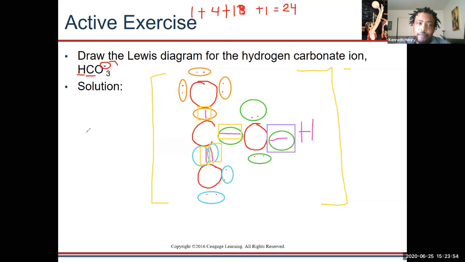We're not going to get into that much detail in this class. The biggest thing is that we want to get you in the habit of understanding what the structure looks like, because that plays a part in how it's going to react.